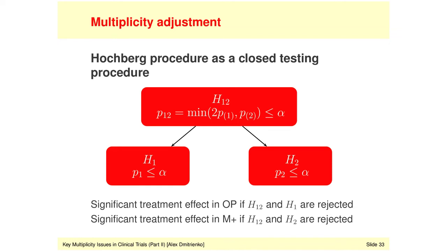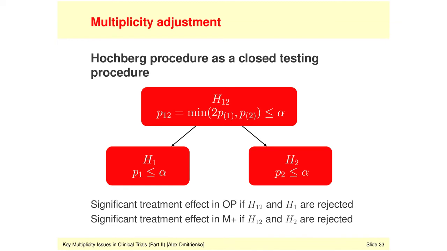Things get a bit more complicated within the box that corresponds to the intersection hypothesis, and this is where we need to apply the global Simes test. The reason for that is because the Hochberg procedure is derived from the global Simes test, and the definition of the intersection p-value, denoted by p12, is given on the slide.